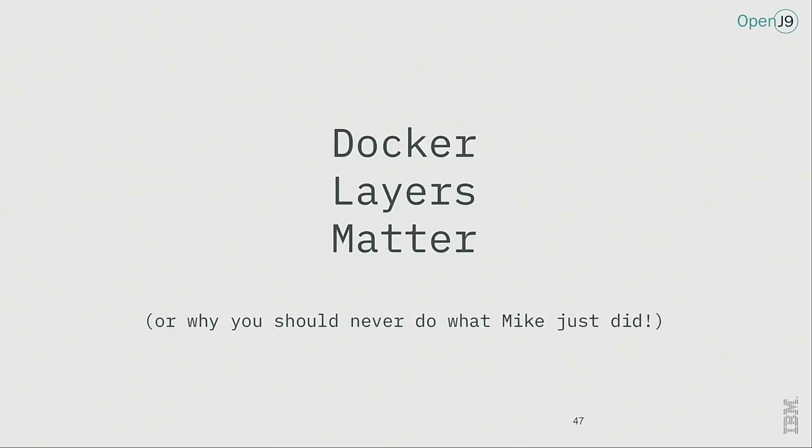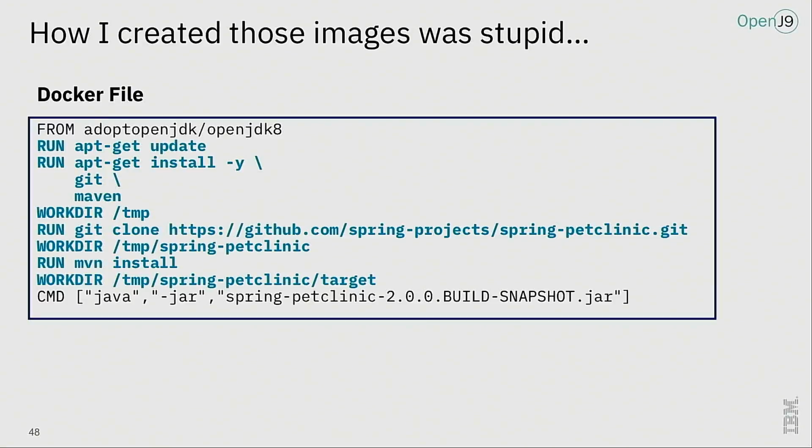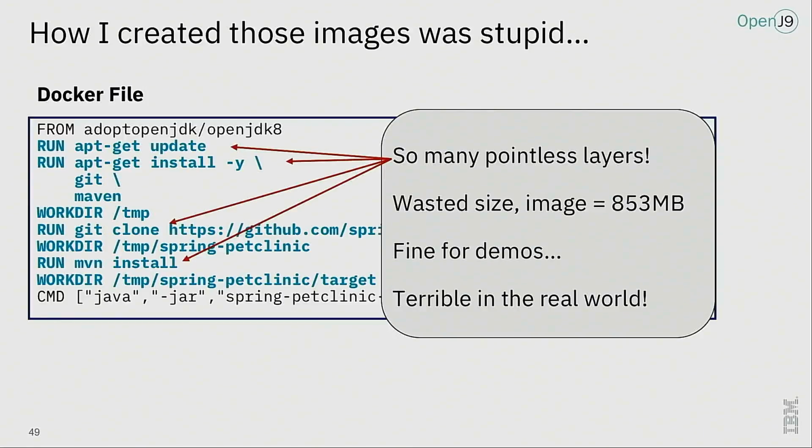All right, so a word on Docker layers, or why you should never do what I just did. This is my Dockerfile. This is a really, really stupid Dockerfile. And Heiko's shaking his head. I was like, yeah, that's a really stupid Dockerfile. It's perfect for demos, right?